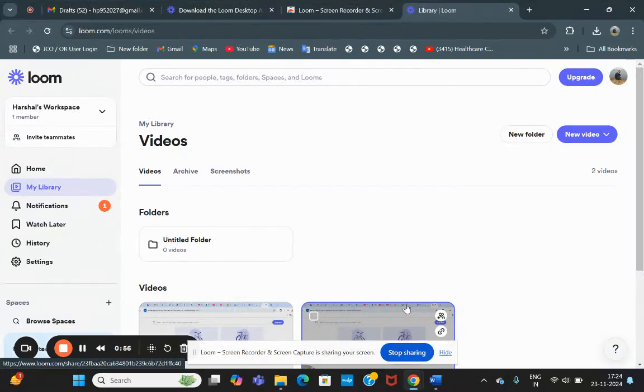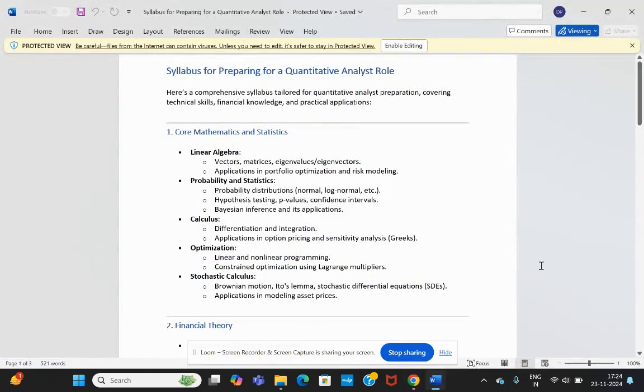First of all, I want to give you a detailed description of the syllabus which I am covering in this course. So let's start with the details. The syllabus for preparing for the quantitative analyst role covers all the key topics that will help you become a quant analyst.